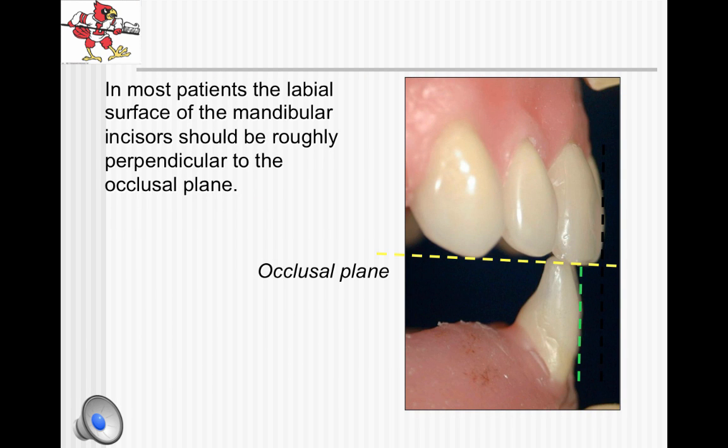In most patients, the labial surface of the mandibular incisors should be roughly perpendicular to the occlusal plane. The central incisors are usually slightly labially inclined, with the prominence being at the incisal 1/3.